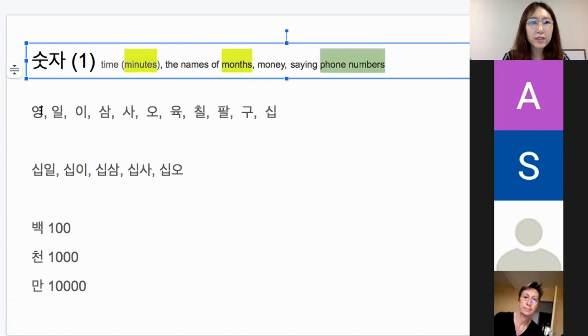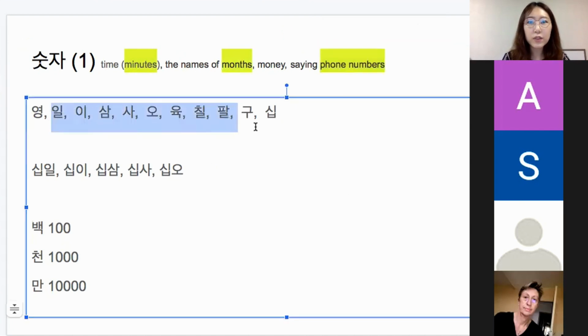So you already practiced it. 1, 2, 3, 4, 5, 6, 7, 8, 9, 10. Zero we call two different ways, but here I will just write it here. 0. So we will practice one more time. 0, 1, 2, 3, 4, 5, 6, 7, 8, 9, 10.